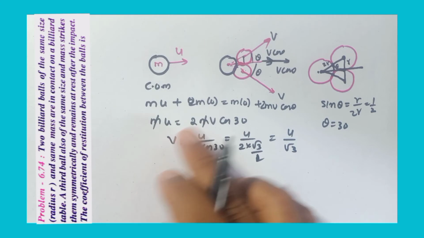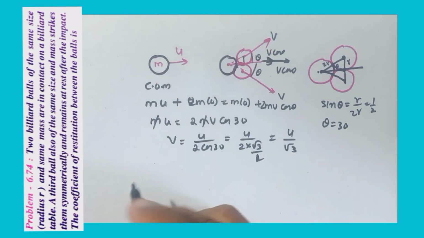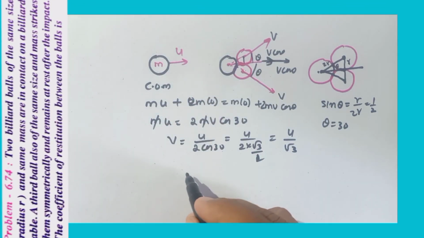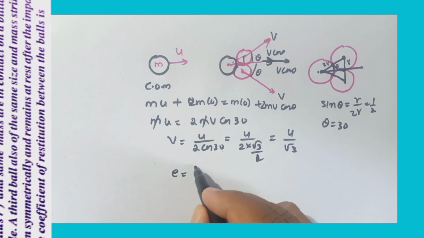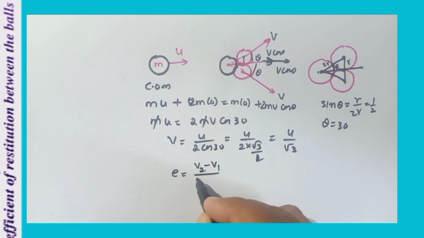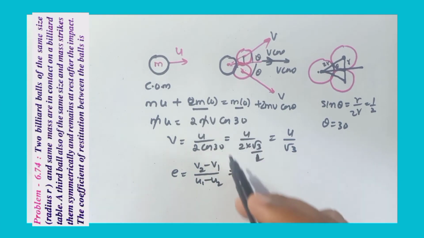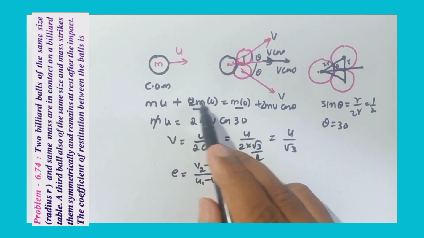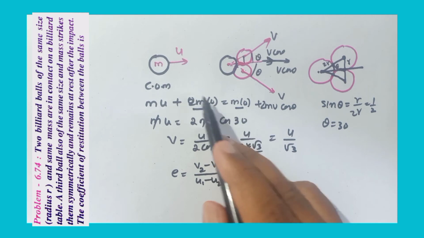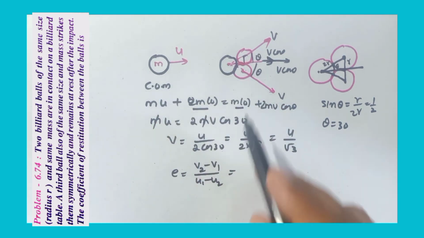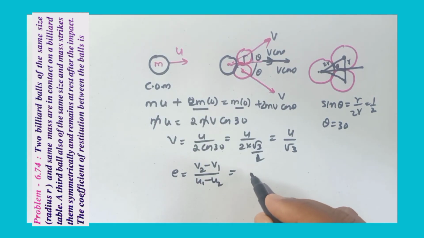Now what you have to find out here is the coefficient of restitution in this case. You all know the formula for the coefficient of restitution: e is equal to the final velocity difference by the initial velocity difference. That's it. Here this is u2 and this is v1. Before collision, both were at rest. After collision, the first comes to rest, so you'll be getting it like this.